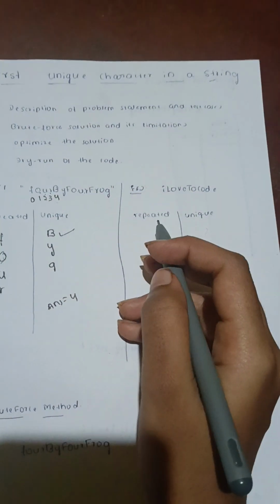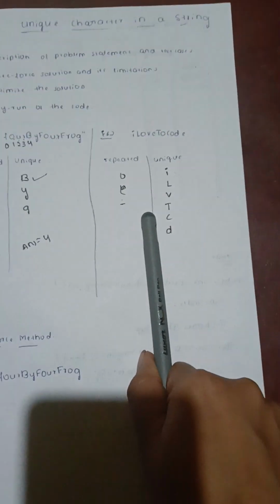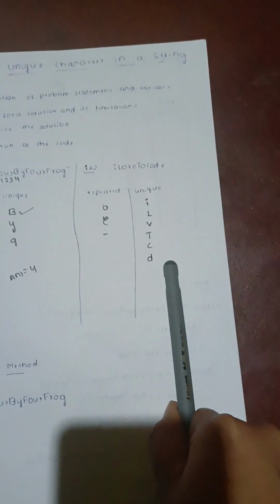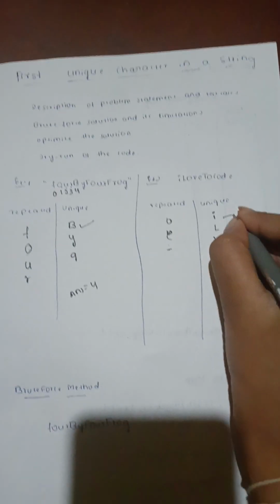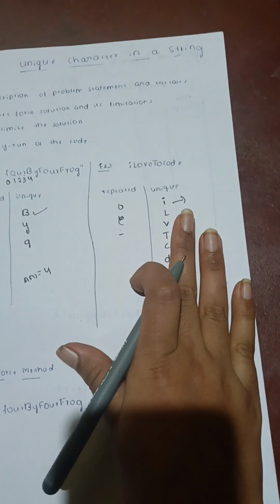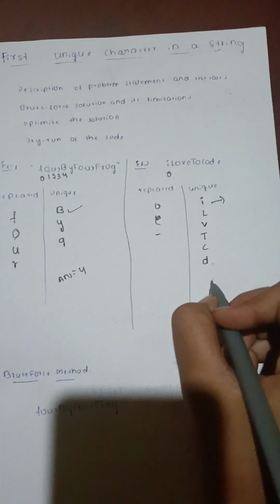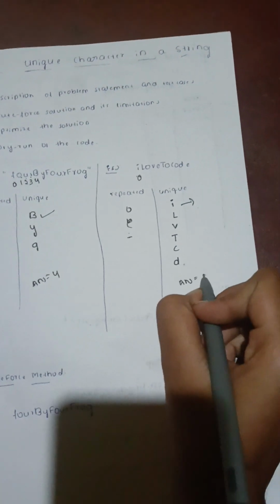Let's see another example as well. In this example, "I love to code", the repeated characters are O and E, and the unique characters are I, L, V, T, C and D. In this, I is the first unique character. Let's see the index. I is at the 0th index. So the answer is 0.